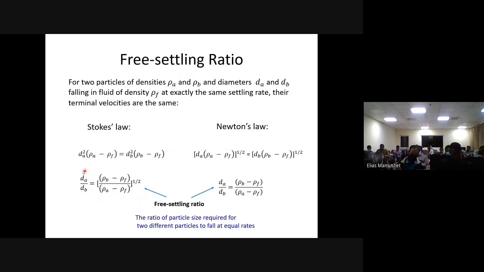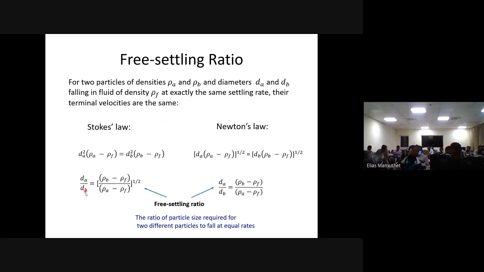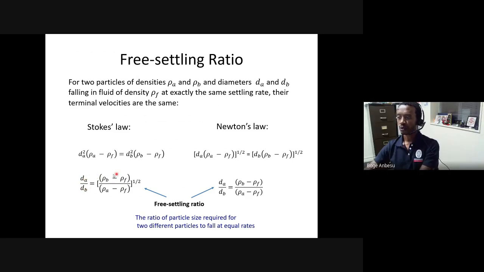Okay, so if I take the ratio of one size to another size, dA and dB, so these are maybe two different minerals with two sizes, I can actually work out a ratio. And based on that ratio, I can predict whether the size difference between those two particles is big enough or not to separate them from one another. And you can do the same for Newton's law. For two particles of different density and size, you can work out settling ratios. And the settling ratio can give you some insights into possibilities during separation from one another.